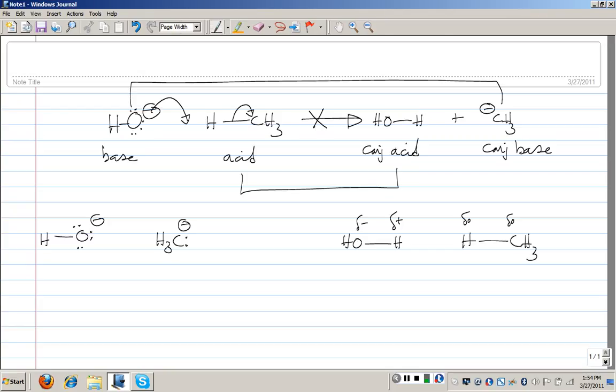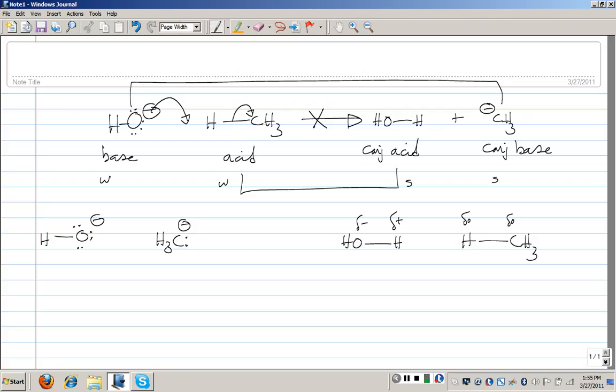Okay? Now you would notice two things. One, hydroxide is a weaker base than methanide. So I'm going to say weak. Also in my analysis, methane is a weaker acid than water. So the two weaks and the two strongs are on the same side. The weaks are on the same side. The strongs are on the same side. And it must be that way, right?